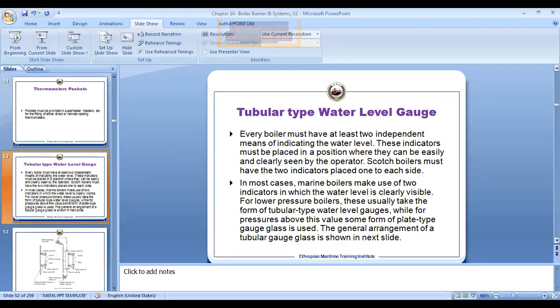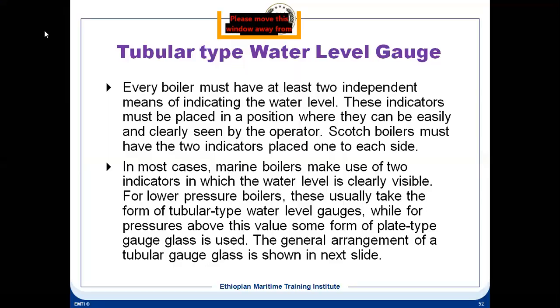In most cases, marine boilers make use of two indicators in which the water level is clearly visible. Normally, these indicators you will find on most boilers are not exactly fitted on the same level. One will be slightly higher than the other.